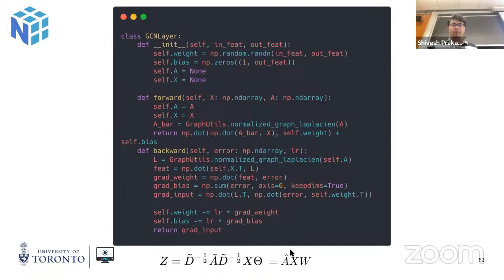Now we do a dot product. So A bar times X is the dot product, and this is this code here. And then we again do a dot product with that weight matrix, which is here. So NP dot, and this is this. And then finally we add the bias vector. So this was for the forward function. And this backward function here is like your old back propagation. So any questions so far?